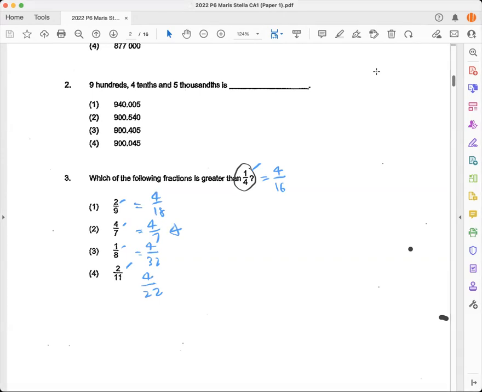And you compare this 3 with this. This is the only fraction that's larger than 4/16. So the answer is 4/7, or answer 2.